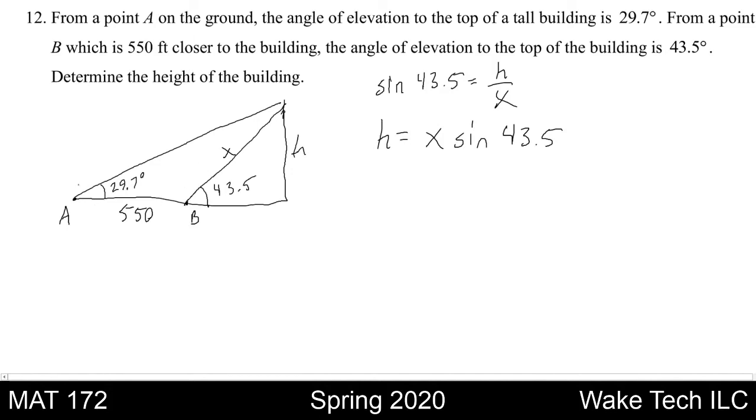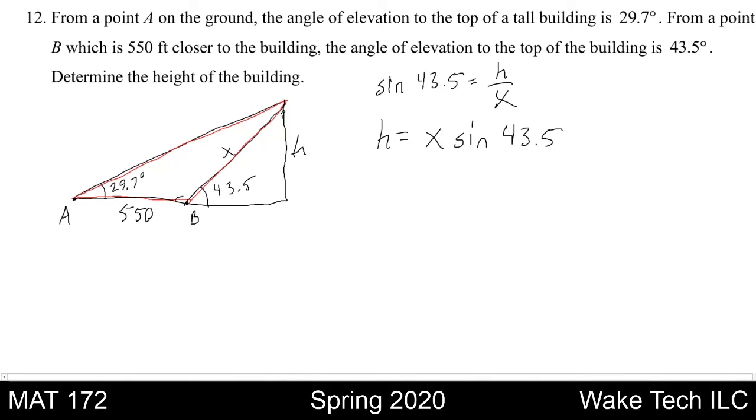Now, this triangle right here, let's outline this in red. This triangle right here is not a right triangle. So, we can't just use simple trig functions like this. We have to be a little more creative about it. And the way I would do that is I notice that these two angles are supplementary. The angles here and the 43.5 are supplementary. That means they add up to 180 degrees.